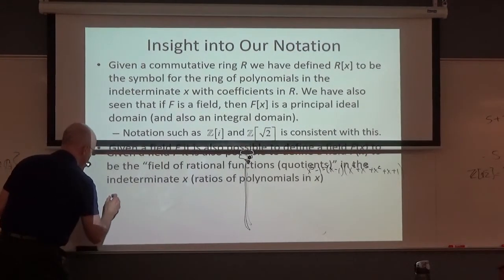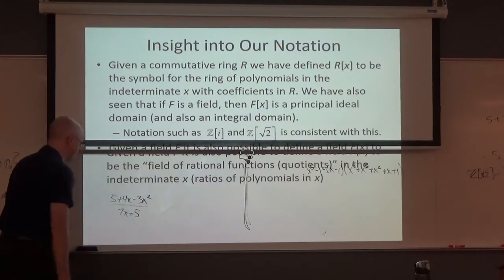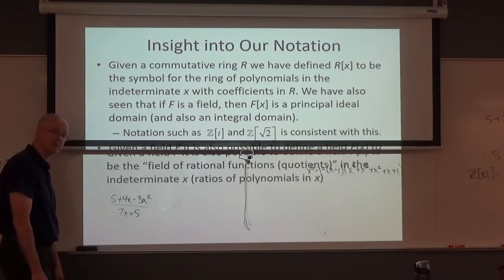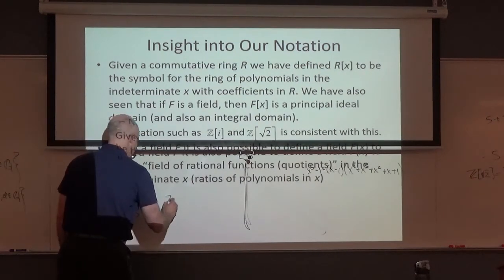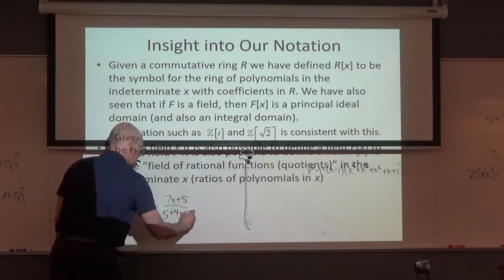An element of the field is, for example, (5 + 4x - 3x²)/(7x + 5). Whatever. A ratio of two polynomials with coefficients, say, from the reals. The set of all such things forms a field under ordinary addition and multiplication of rational functions, of fractions. What's the multiplicative inverse of this thing? It's its reciprocal, (7x + 5)/(5 + 4x - 3x²).